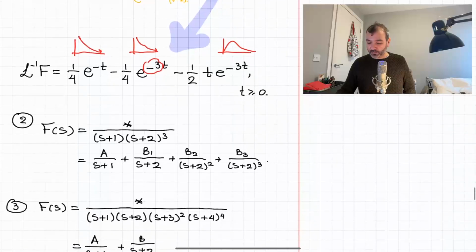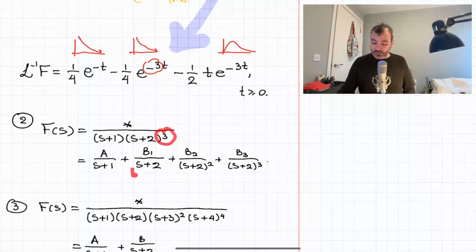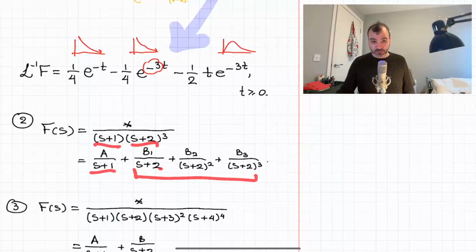You can also have a pole of multiplicity 3, like here. Guess what? Here you need to decompose into 3 terms. So you have something, this asterisk means something, whatever, it doesn't really matter. You decompose into a over s plus 1, and then this becomes s plus 2 squared, s plus 2 cubed, with 3 different coefficients to be determined.